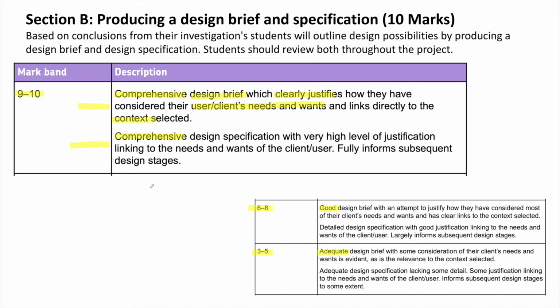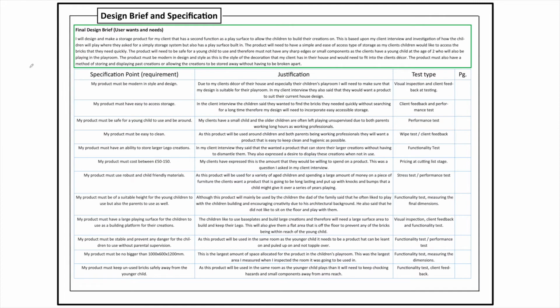My context for the Lego storage was a safe and comfortable home. So how does me designing this Lego storage provide a safe and comfortable home? I need to link that back. So here's an example of my design brief. I will design and make a storage product for my son. This is based upon my client interview. So I've stated what I'm going to do, and I've backed it up because I've explained the user wants and needs. Now I could finish that sentence and that whole design brief right there. That could be the last sentence I write.